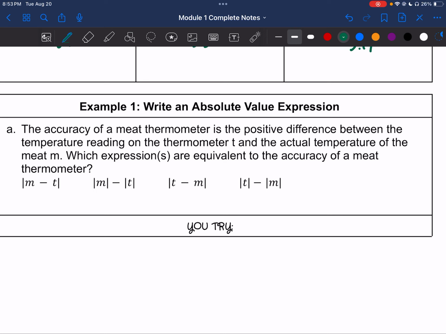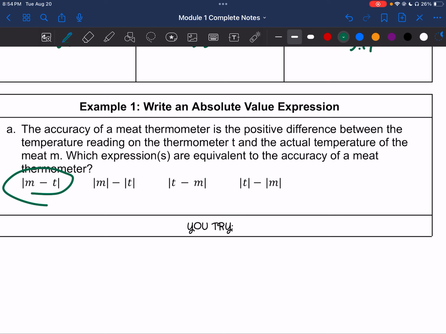We want a positive value to that. So if we look at the absolute value of the temperature of the meat minus the reading on the thermometer, that's going to give us our difference between those two values. So what about the absolute value of m minus the absolute value of t? We're going to get a negative number there. Or we could get a negative number, or we could get a positive number. We just don't know what it would be.